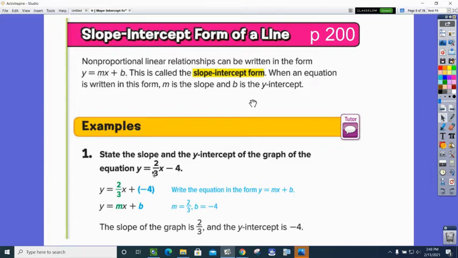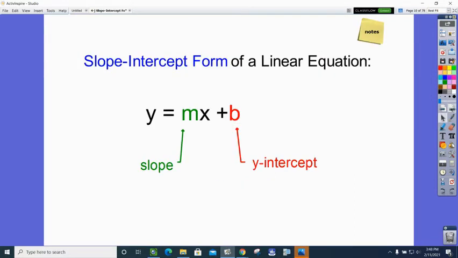So if you see a linear equation, input of x, output of y, and you see y by itself equals a number in front of the x minus 4, the number in front of the x is the slope, and the number after, see that minus 4, is the y-intercept. So when you see an equation, it's really easy in this form to figure out what the slope and the y-intercept are.